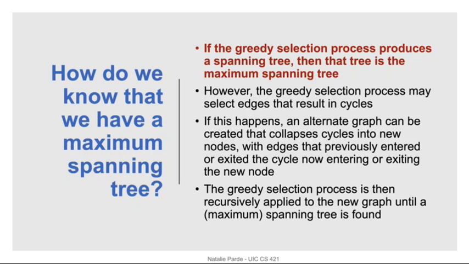Sometimes they'll produce trees with cycles. When that happens, it's always possible to collapse cycles into nodes. So you should just do that, rerun the greedy selection process with the updated nodes, and repeat until a true spanning tree, and thus a true maximum spanning tree, is found.